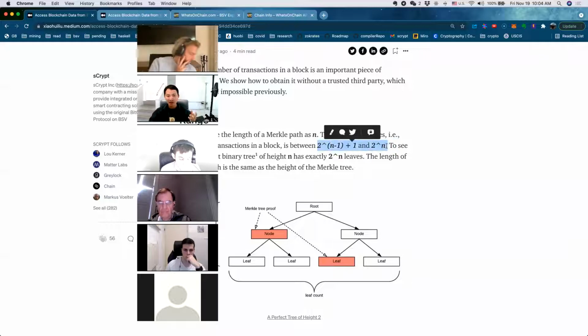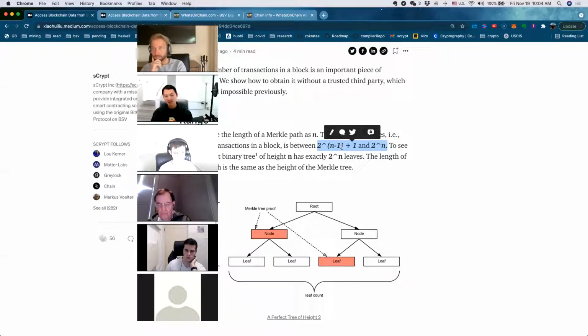But if you only have small numbers, n, maybe like 3, you know it's between 5 and 8, right? It's a good range. But what if you have like a 10? Then it gives you a very wide range. You have a range, but it's not precise. So the question here is, can you get the precise number? Can you know exactly how many transactions are in this block, given just the block header?